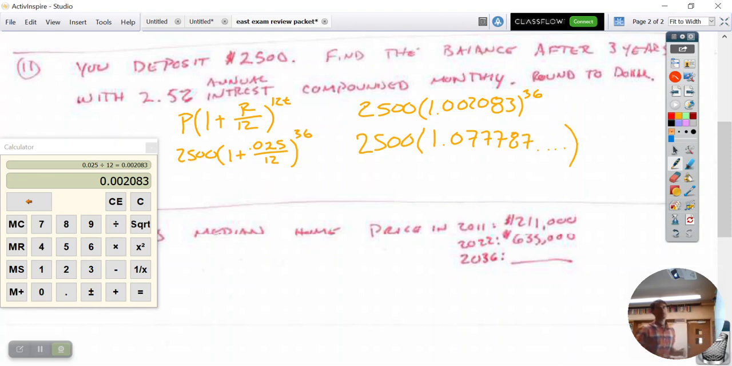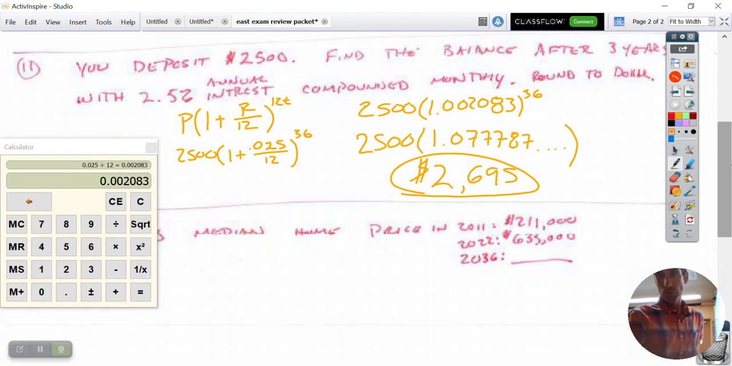And so now I'm going to multiply that by 2,500. Hit enter. So I end up with roughly, what is it, $2,695. All right, we'll do the other one too.